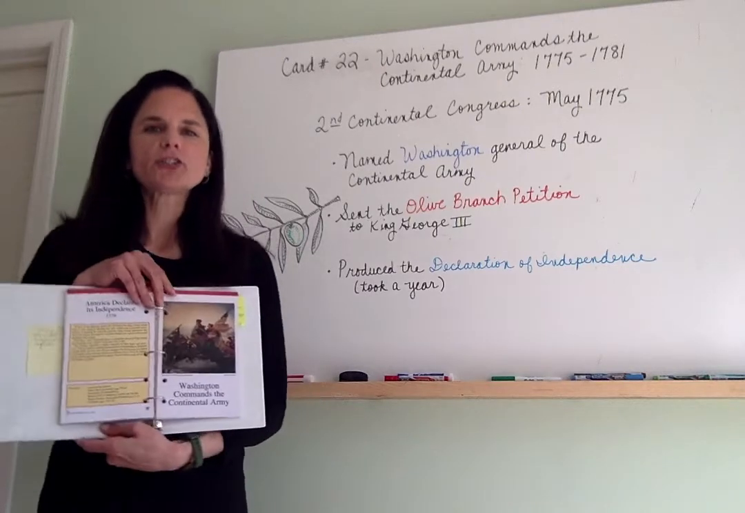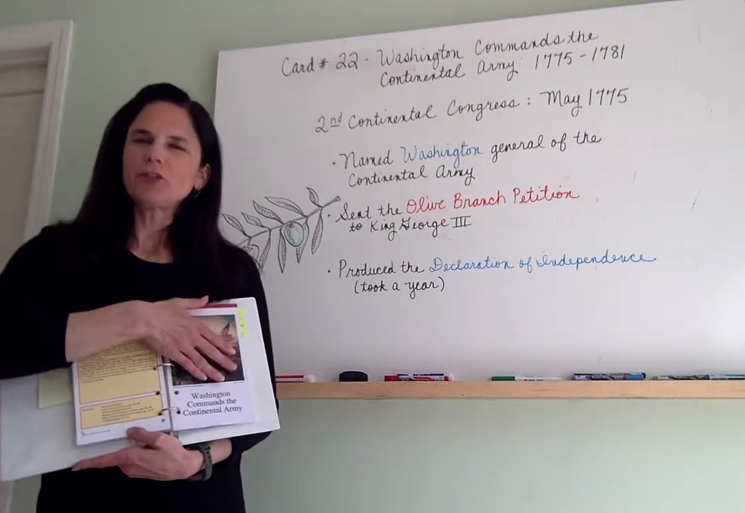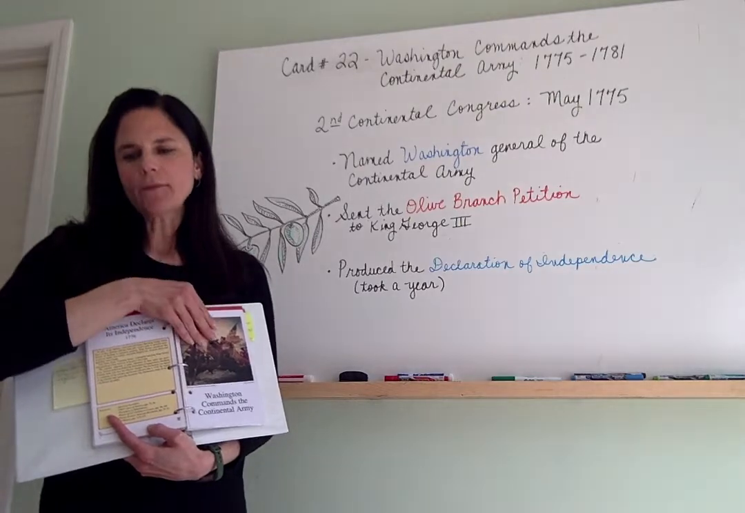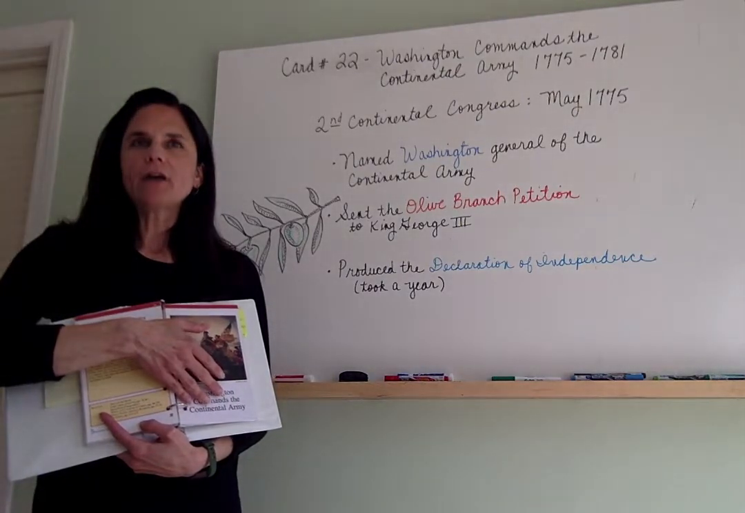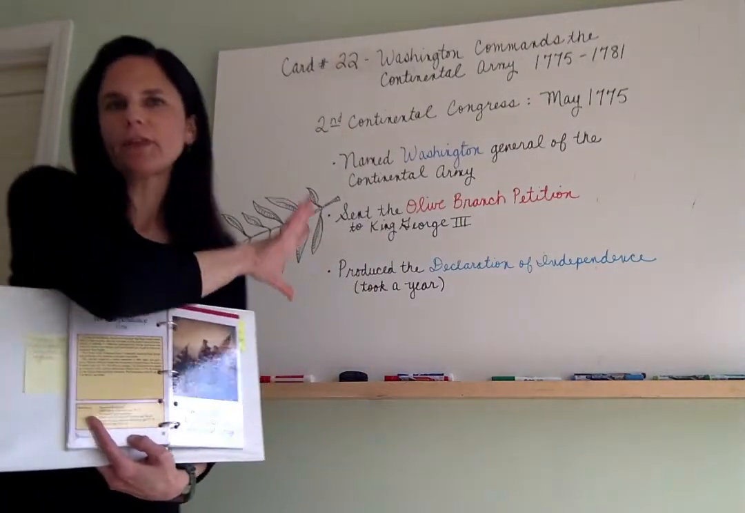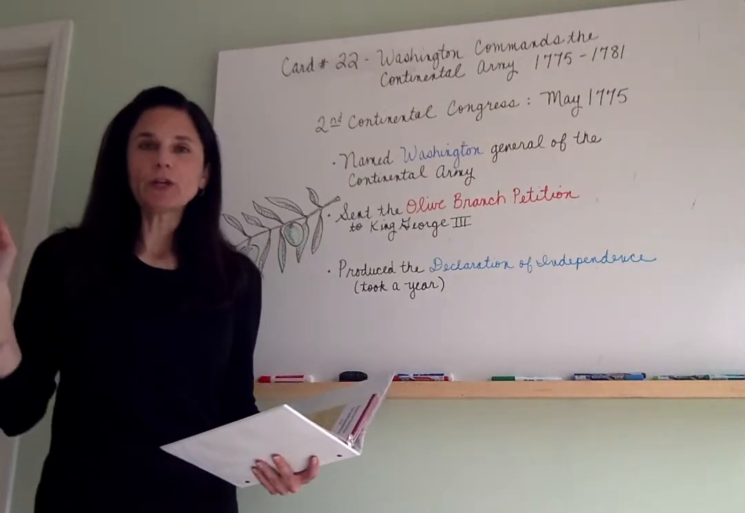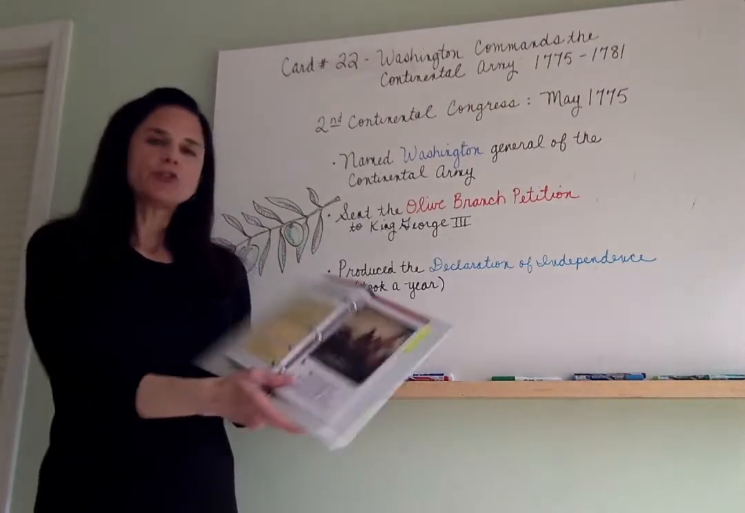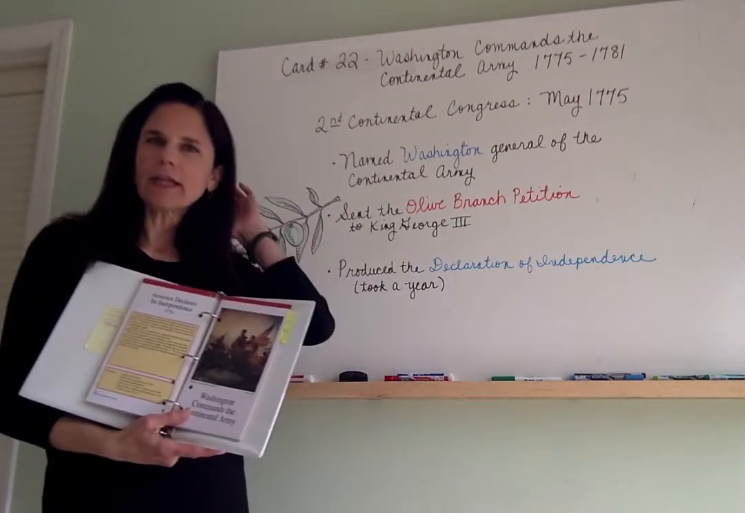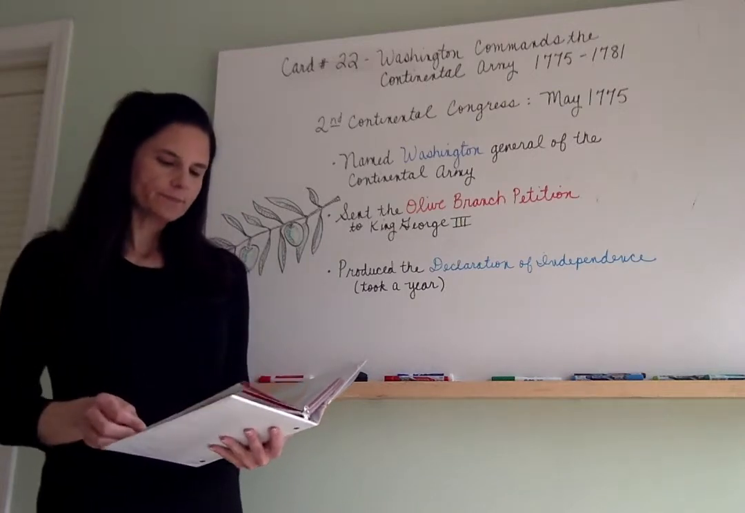The next card is Washington Commands the Continental Army. I want to do this a little bit differently. Rather than just having you read the card and answering the questions, I'm going to actually highlight some of the things that are on the back of the card and read it with you and go over some of this information that I have on my whiteboard here. So if you want to pause the video and you want to go ahead and get your cards and turn to Washington Commands the Continental Army, we're just going to briefly, like I said, read it and go over some of the basic facts. So go ahead and get your cards.